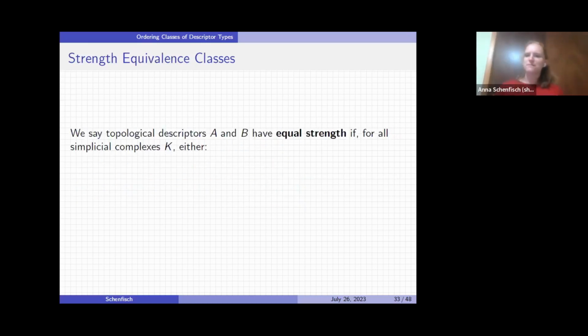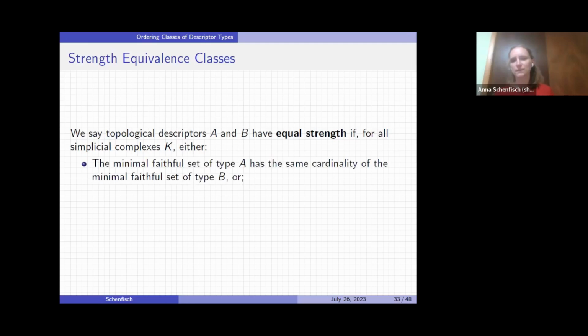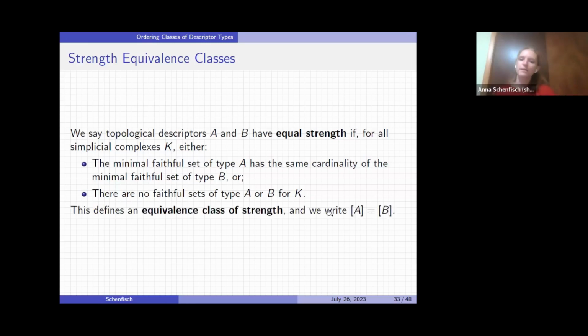Okay. So these two thought experiments are going to lead us to define strength equivalence classes. Given two different topological descriptors, A and B, we'll say they have equal strength if for all simplicial complexes we have either of two things. First, the minimum faithful set of type A has the same cardinality as the minimum faithful set of type B. So A and B are equally efficient at making a faithful set. Or, it might be the case that because of the type of descriptor and the type of complex, there just is no faithful set, but it has to be true for both A and B. So in either situation, A and B are performing equally well at making faithful sets in terms of cardinality. And we'll use this notation for the equivalence class: bracket A equals bracket B.